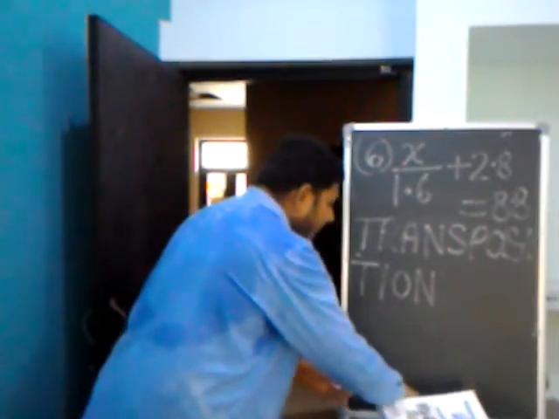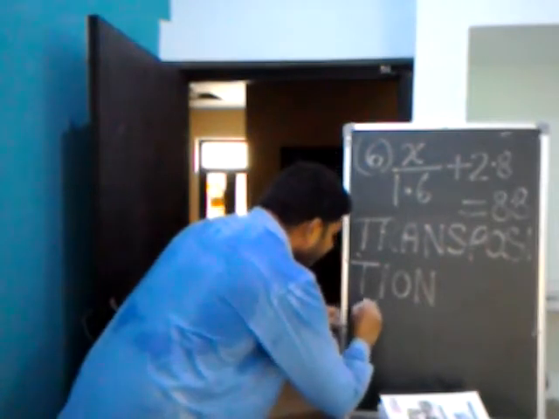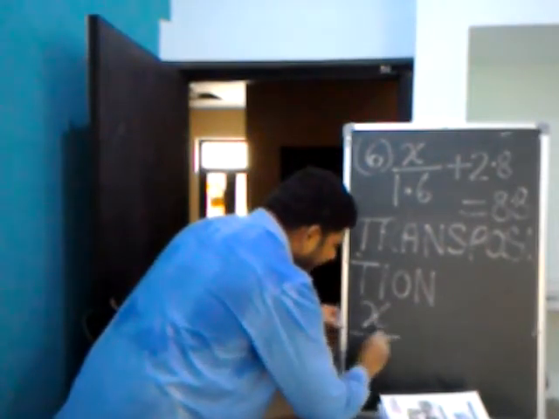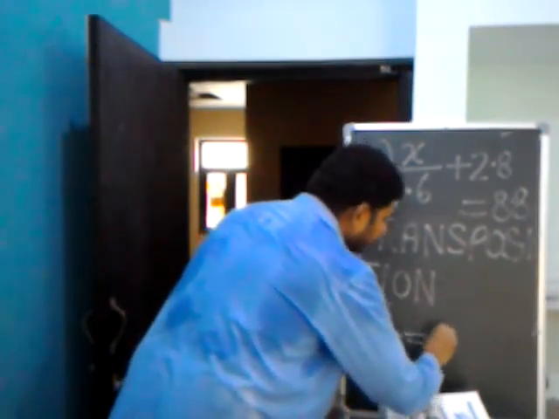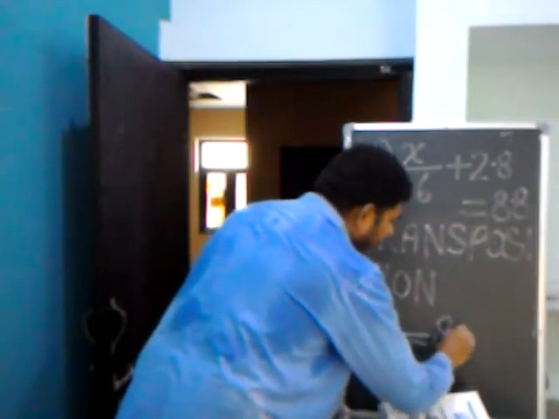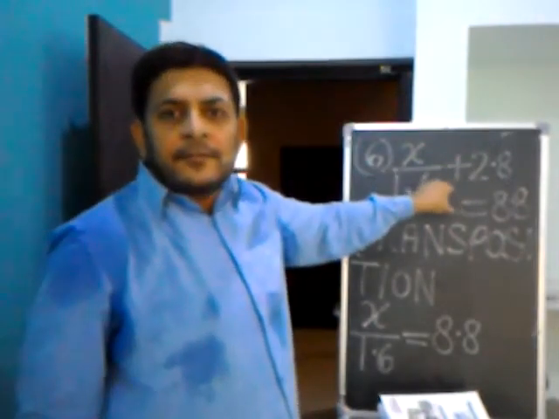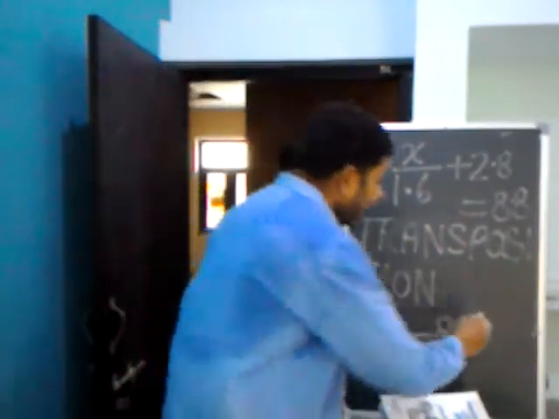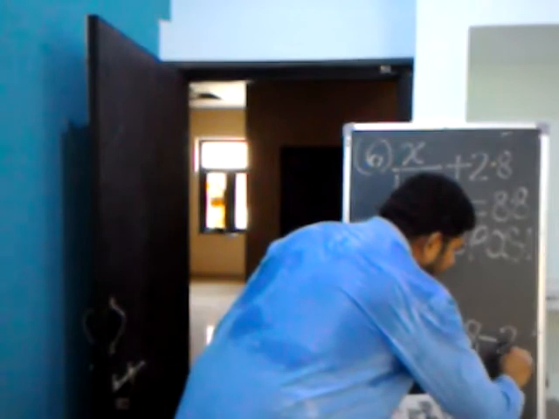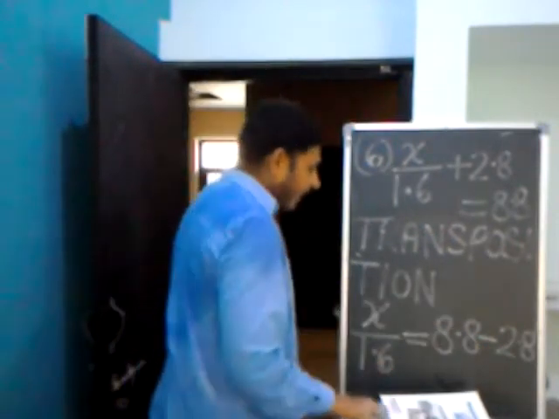On transposition, x upon 1.6 is equal to 8.8, and here 2.8 was having a plus sign. It is going to the right side, so the sign will change and it will become a negative sign, minus 2.8. I simply transposed and the sign became minus.